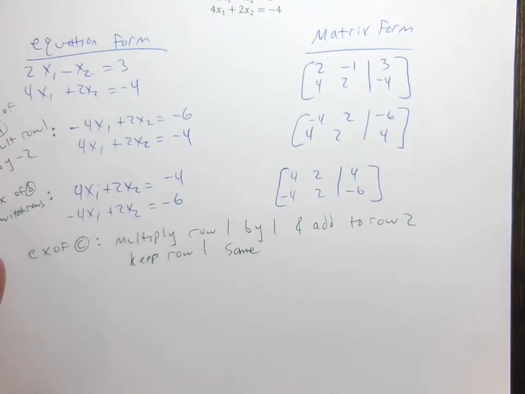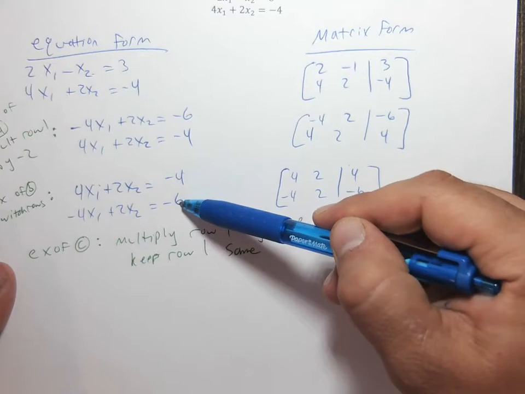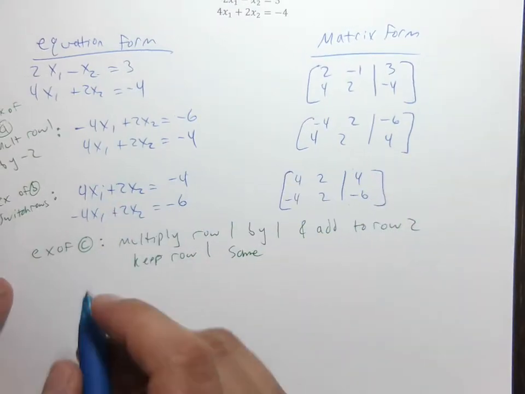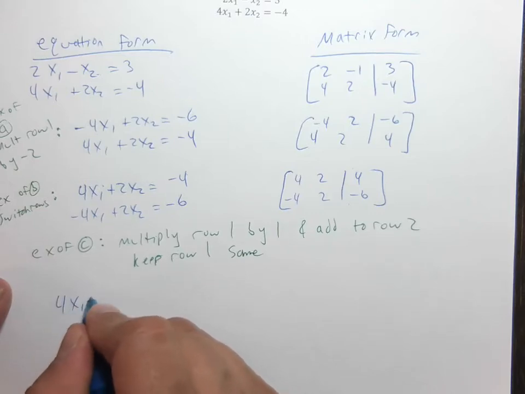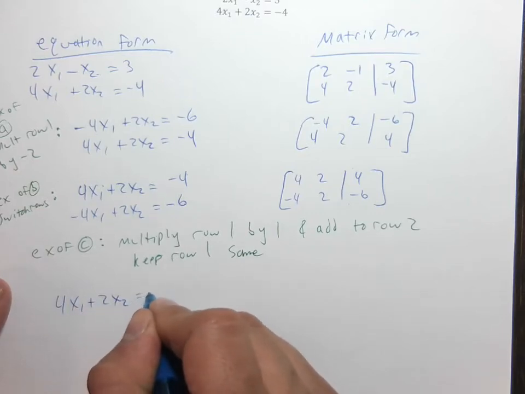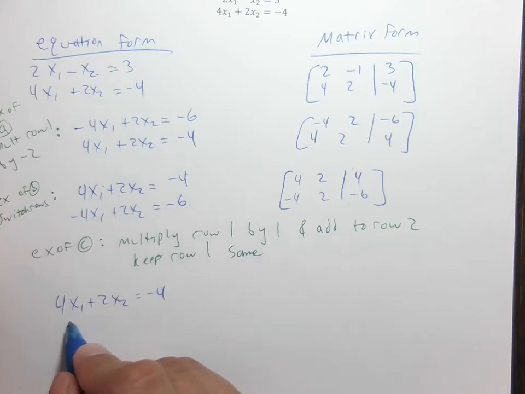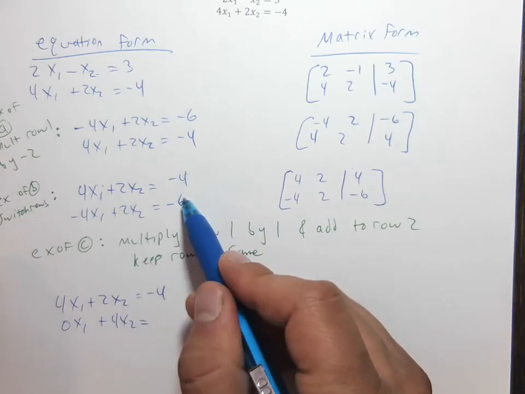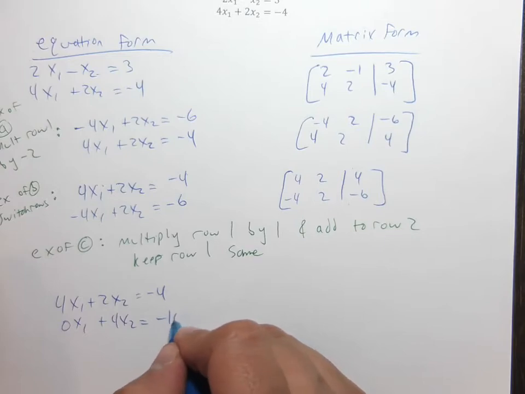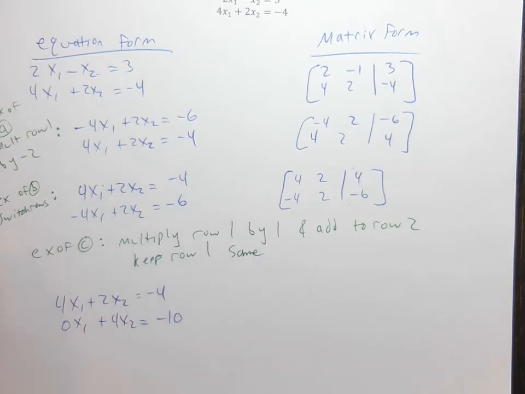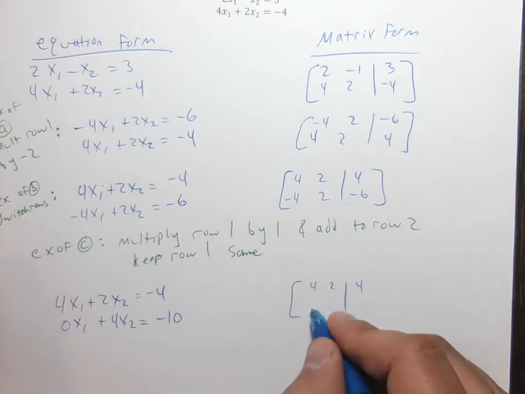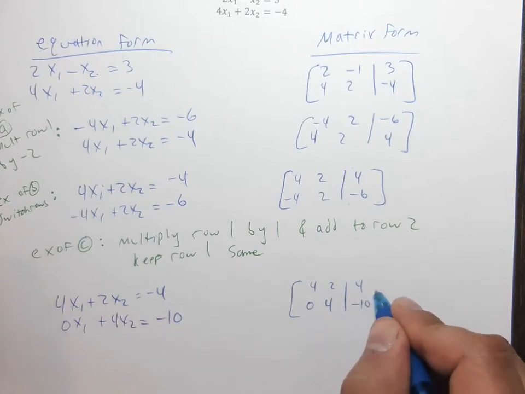And when we do that, it looks like this, right? So I'm just going to add this number to that. I'm going to add this number to that. I'm going to add this number to that. And the same thing in the matrix. So the first row stays the same. The second row gets row 1 added to it. So we'd get 0x1, 4x2, and then -6 plus -4 is -10. And we would get the same looking thing in the matrix form, but with just the coefficients, right?